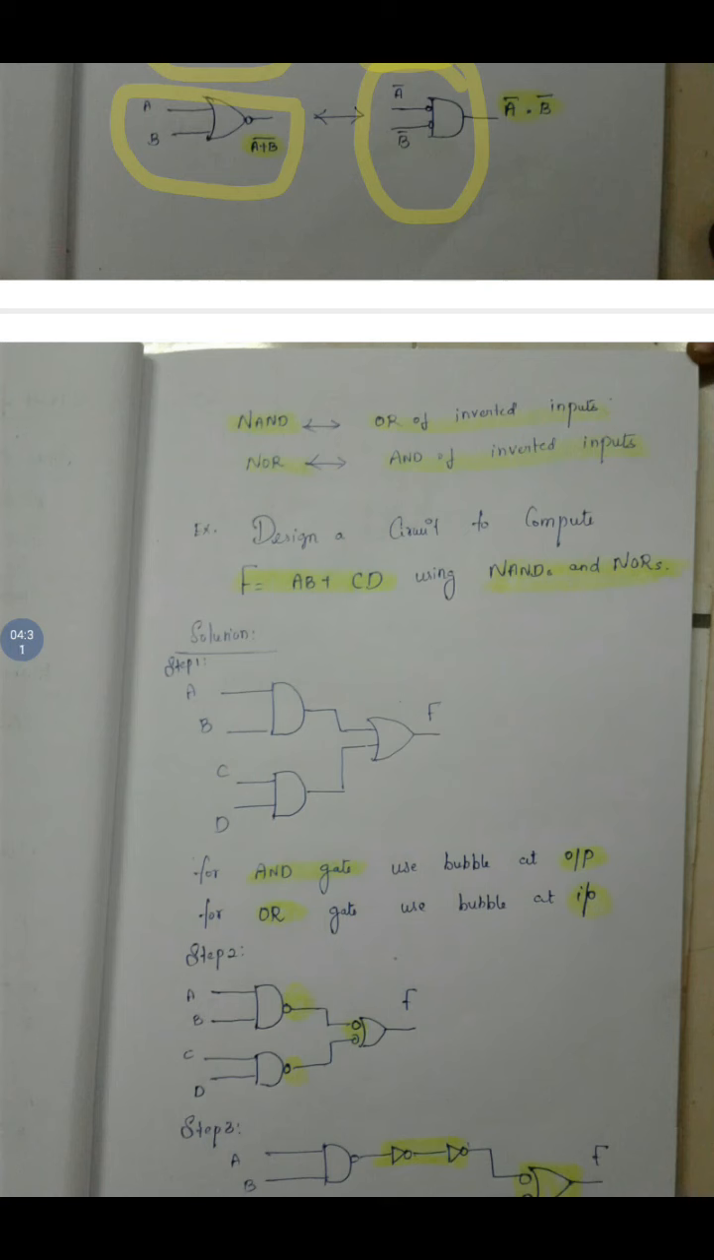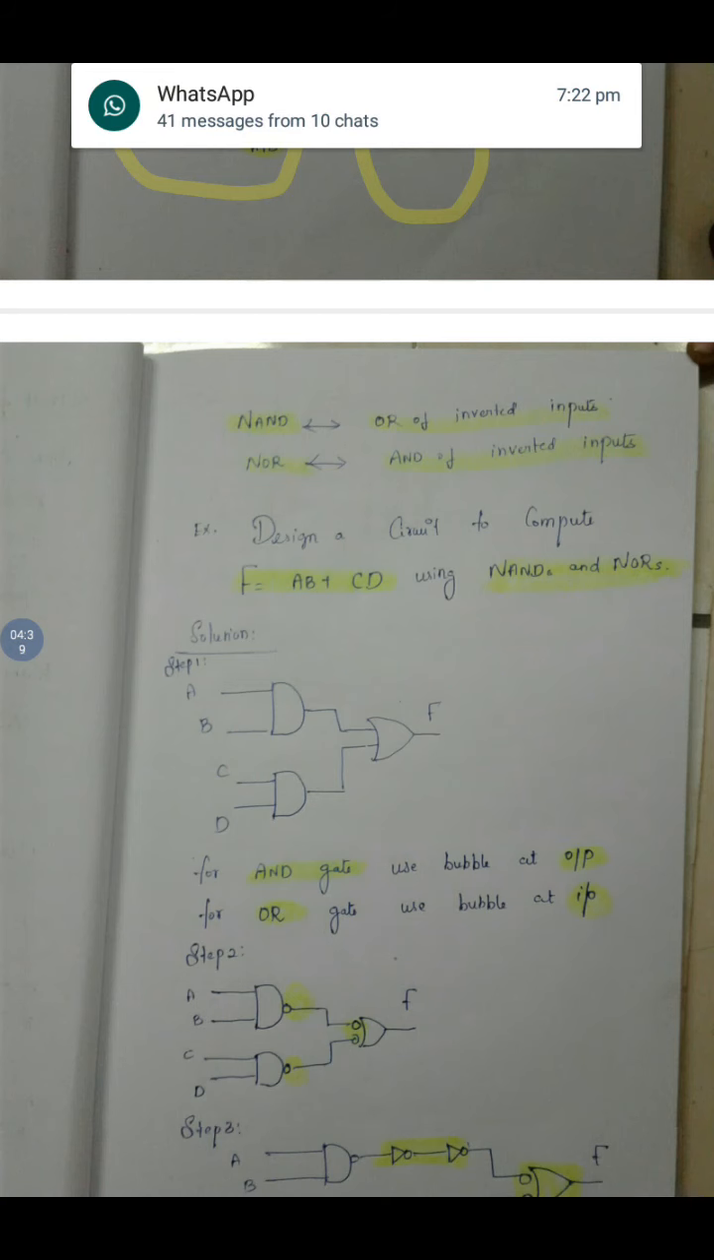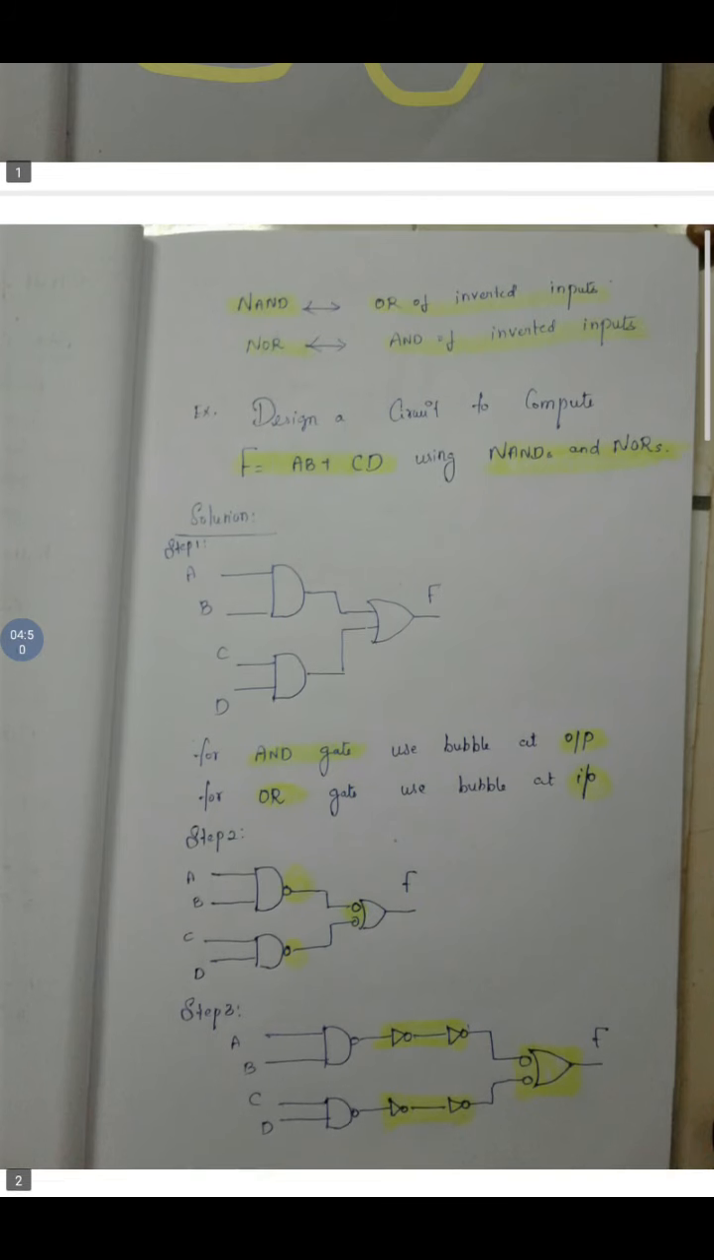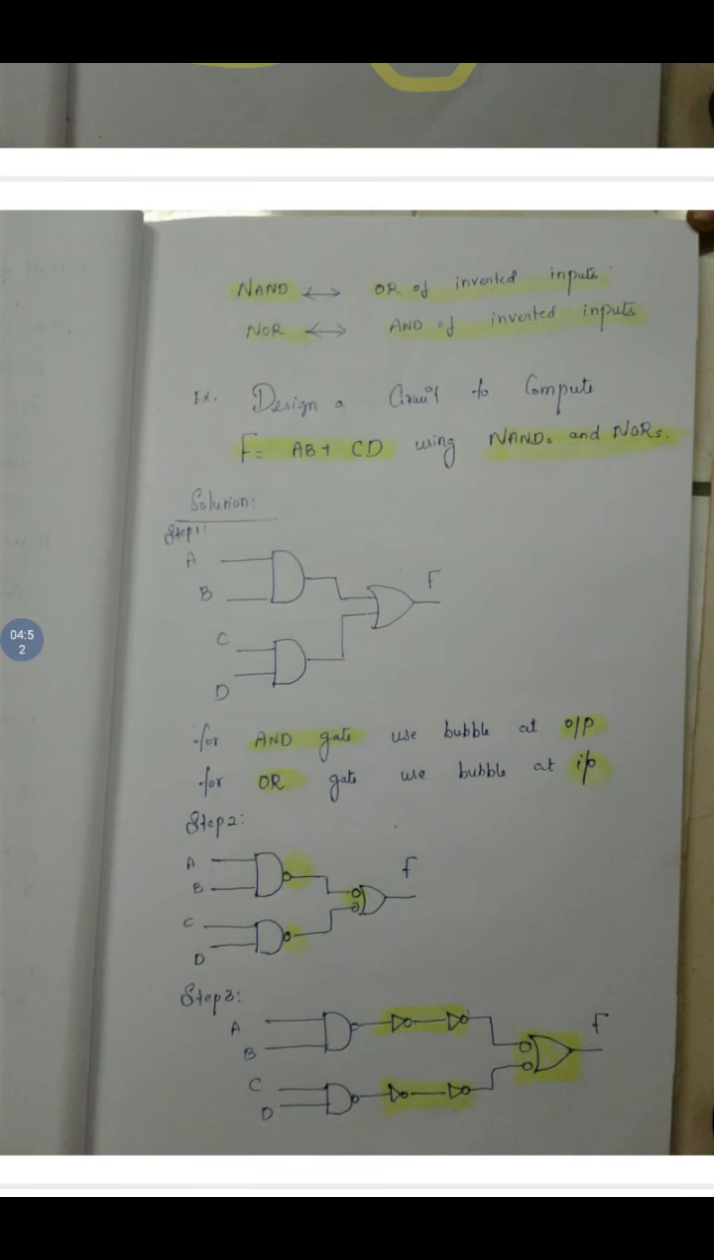So now we will see an example. Design a circuit to compute F is equal to AB plus CD using NANDs and NORs. You have to design a circuit which computes the function AB plus CD, but the circuit must contain only NAND and NOR. You can convert it to either full NAND or full NOR. So we'll discuss how to derive that from the normal function.